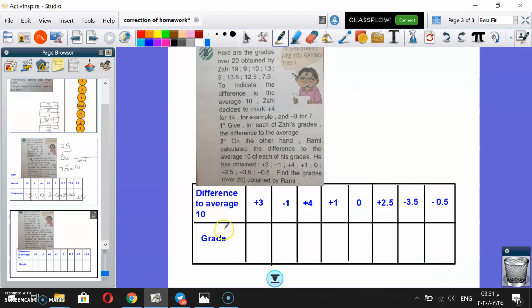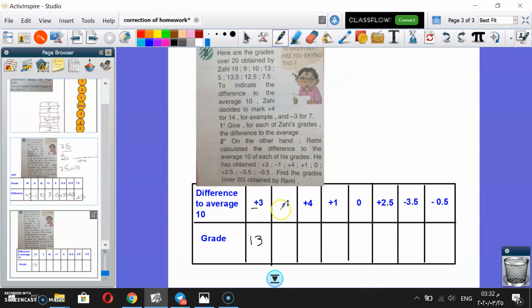Part B. On the other hand, Rami calculated the difference to the average 10 of each of his grades. He has obtained plus 3, minus 1, plus 4, etc. Find the grades over 20 obtained by Rami. Here we are given the grade or the difference to the average, and we are going to find the grade. So the difference is plus 3. So plus, meaning that he is above the average by 3 grades. So it will be 10 plus 3. So his grade is 13 or plus 13. So 13 over 20.